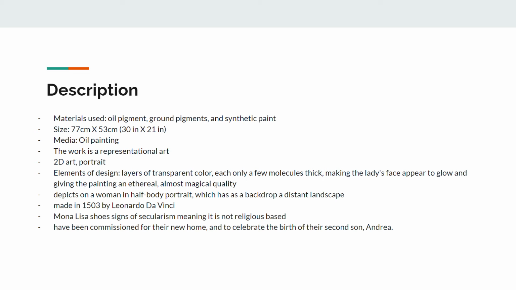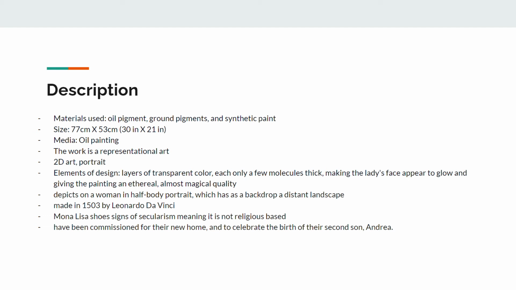The work is representational art. Of course, the Mona Lisa has a woman sitting down, which is an example of representational art. This is 2D art, and its portrait seems pretty obvious when looking at it. And the main thing is the elements of design, which we'll get into more as I present, which are the layers of transparent color, each only a molecule thick, which makes the lady's face appear to glow and gives the painting an ethereal, almost magical quality.